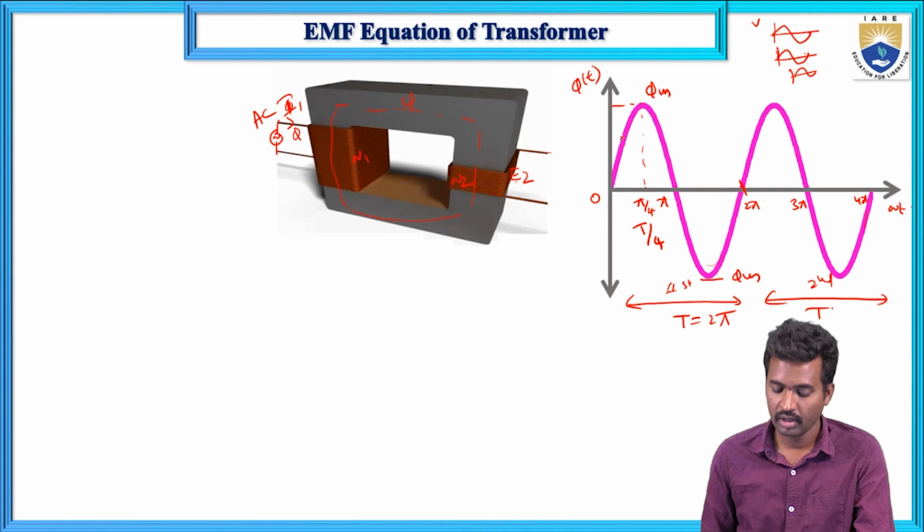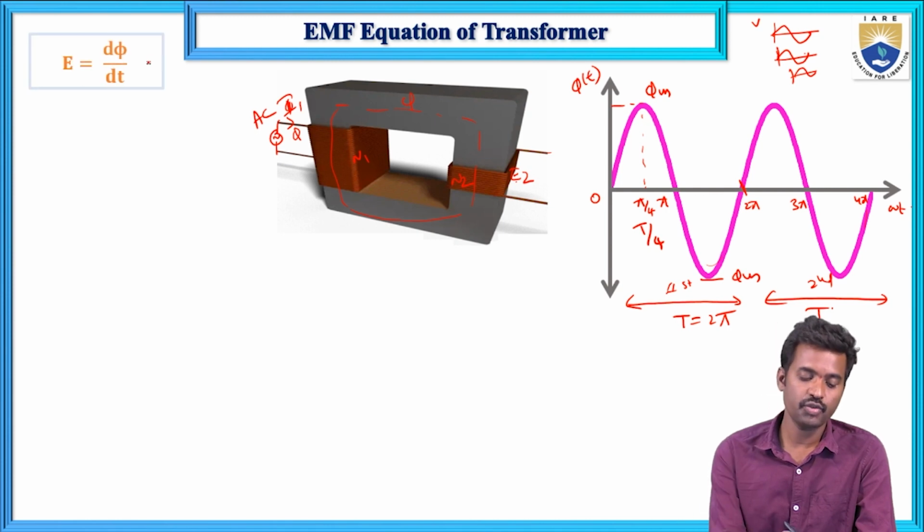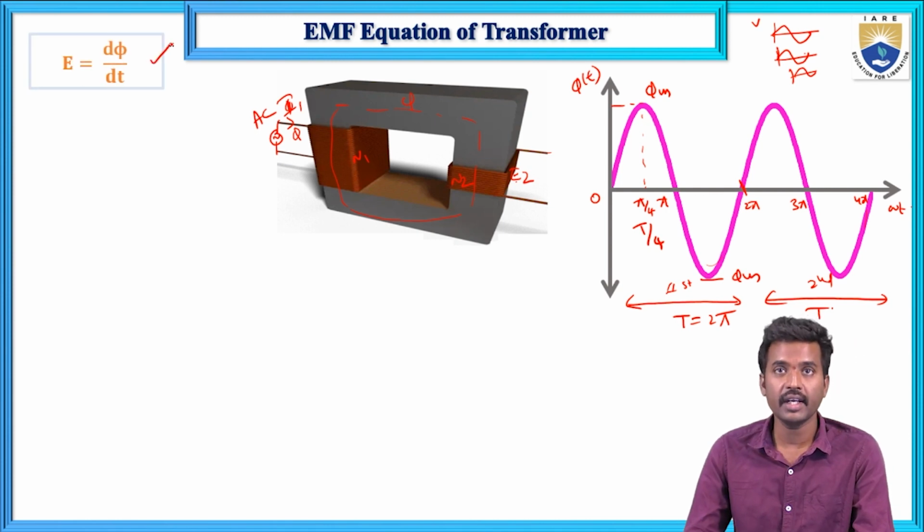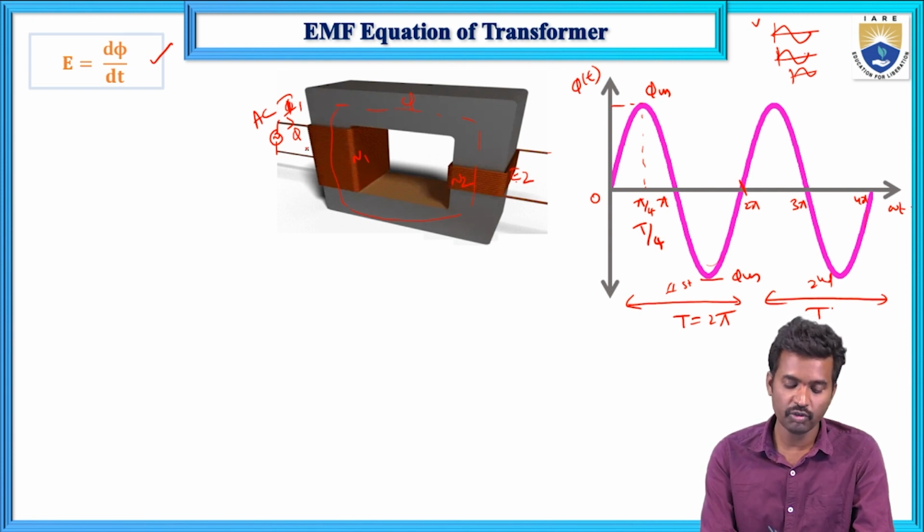Now here, this is Faraday's law. E is directly proportional to d phi by dt. So what is d phi by dt? Here, this flux. From the flux waveform, I will derive the EMF equation in the transformer. First, the change in the flux with respect to time. What change in the flux? Here the flux is changing with respect to time.